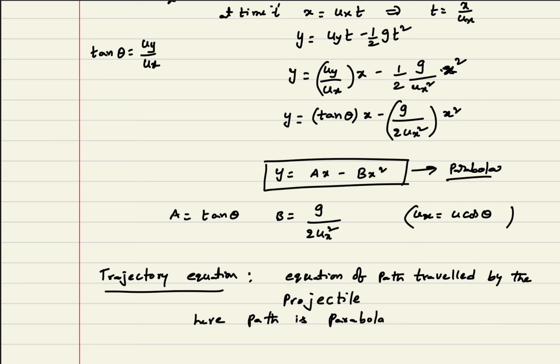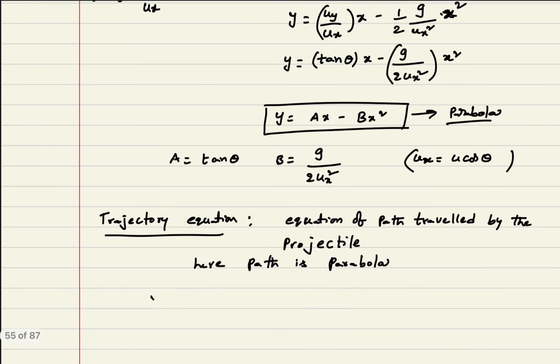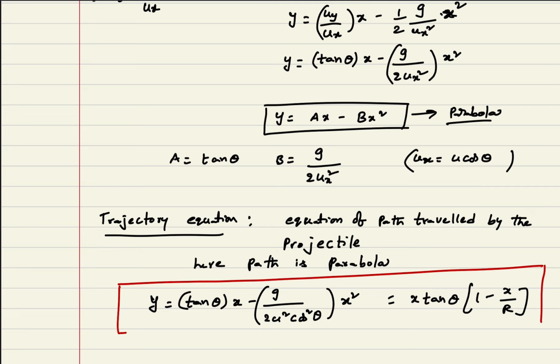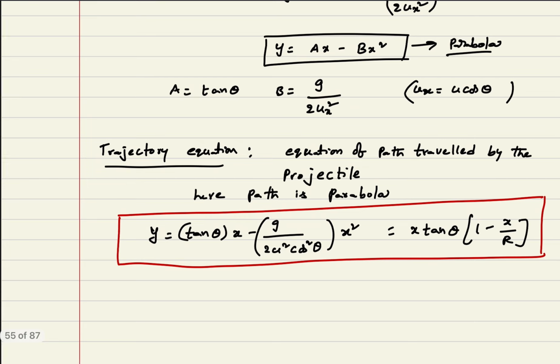You can see that parabolic path. The relation you can see: y is equal to x tan theta minus g divided by 2 u square cos square theta, whole thing into x square. The same value you can write as x tan theta into 1 minus x divided by R, where R is the range of the projectile. R is the horizontal range.